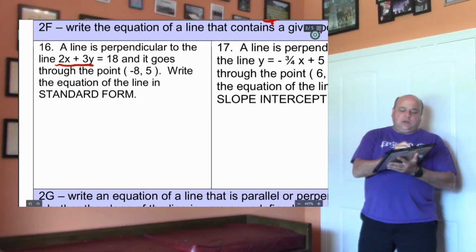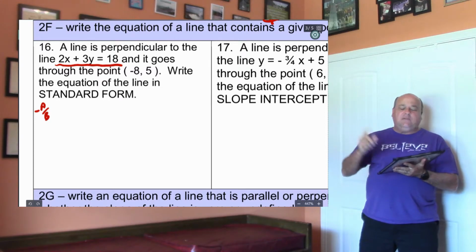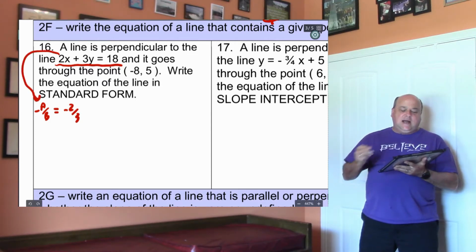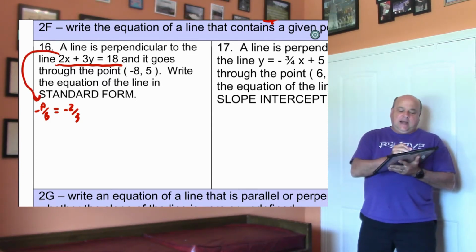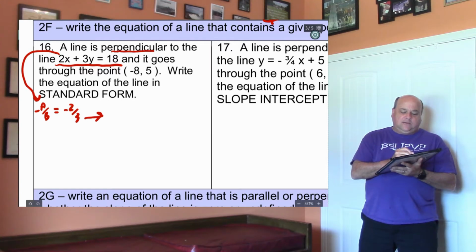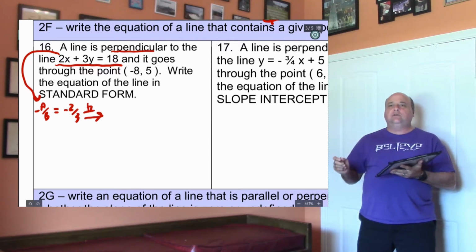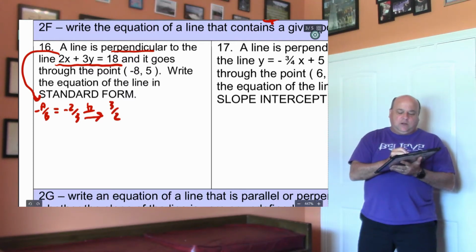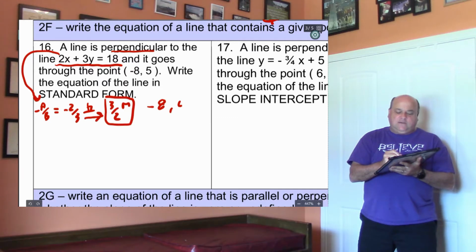Okay, I need the slope of this line. And remember, the slope is negative A over B for standard, right? That's going to give me negative 2 over 3. So the slope of this line is negative 2 over 3. And I want a line that's perpendicular to that. I taught y'all to do this, right? So I'm going to flip it and change the sign. That's going to be 3 over 2. That's my m. This is my point, negative 8 comma 5.